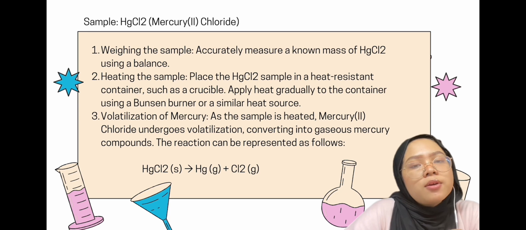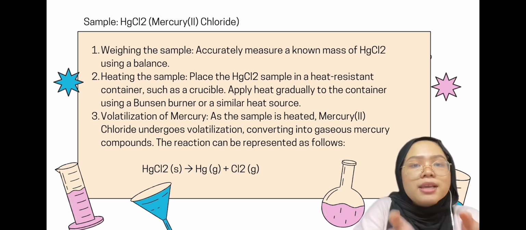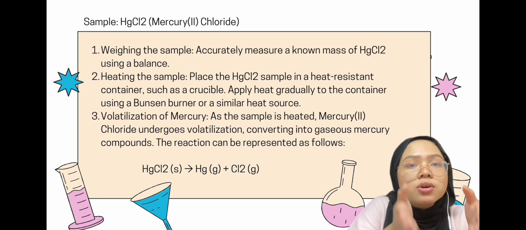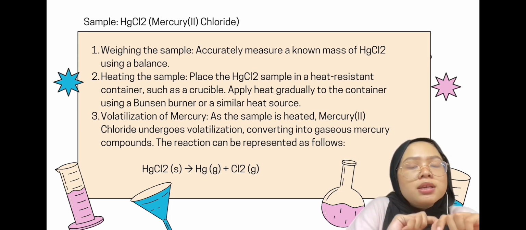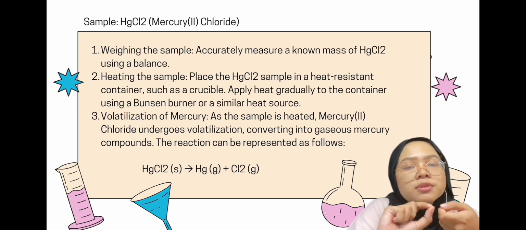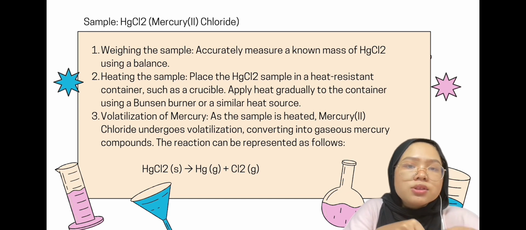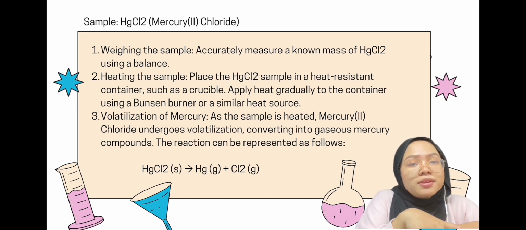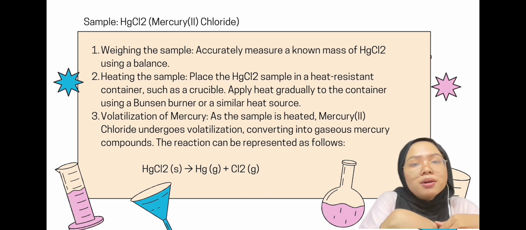First, a known mass of HgCl2 is accurately measured using a precise balance. The sample is then placed in a heat-resistant container, such as a crucible, and subjected to controlled heating. Gradually applying heat using a Bunsen burner or a similar heat source facilitates the volatilization of the analyte of interest. As the HgCl2 sample is heated, it undergoes volatilization, transforming into gaseous mercury compounds and chlorine gas.